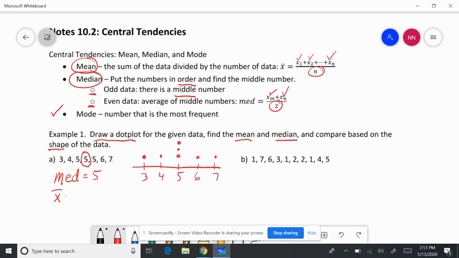Now the mean, what I'm going to do is add up the numbers. 3 plus 4 plus 5 plus 5 plus 5 plus 6 plus 7. And I'm going to divide it by how many numbers there are. There are 7 numbers. 3 plus 4 plus 5, that of course is 15, plus 6 and 7 gives us 35 over 7, which is 5.